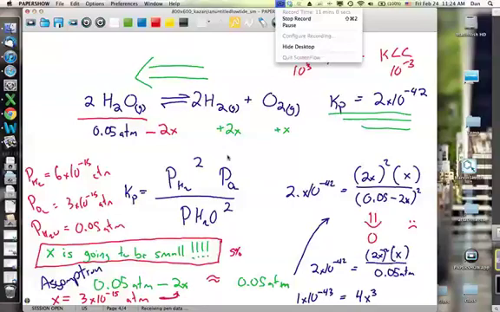And if you plug those in and you check, you get a value that's pretty close to 2 times 10 to the minus 42nd. You get a value that's very close to that, which shows that our assumption is valid.